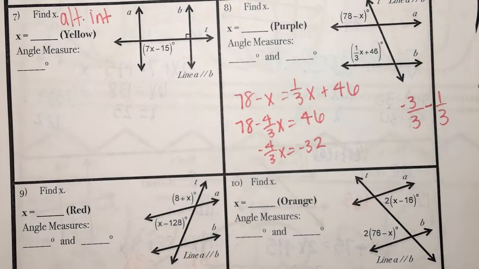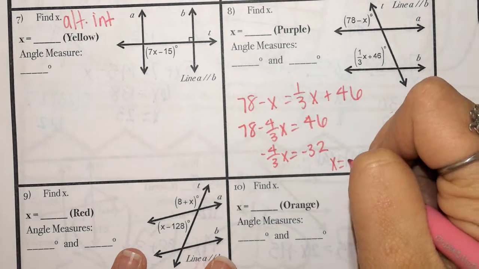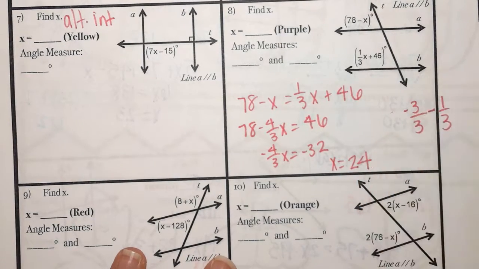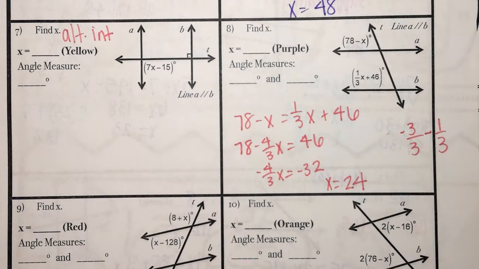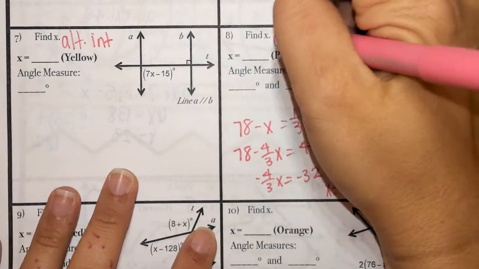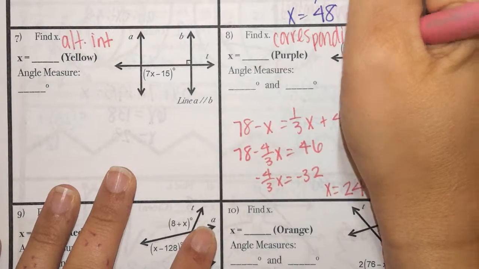And if I'm... Oh, what would number 8 be? What kind of angles would they be? Yes. Are they on the same side of the transversal? Yes. Are they in the same spot? Yes. Oh, yeah. So that's corresponding.